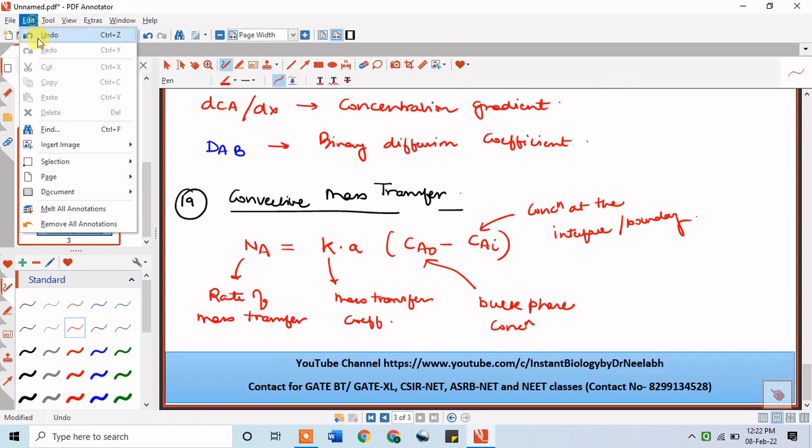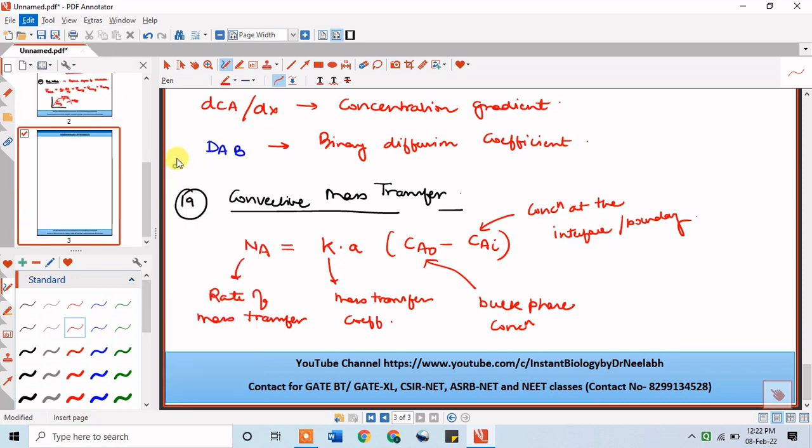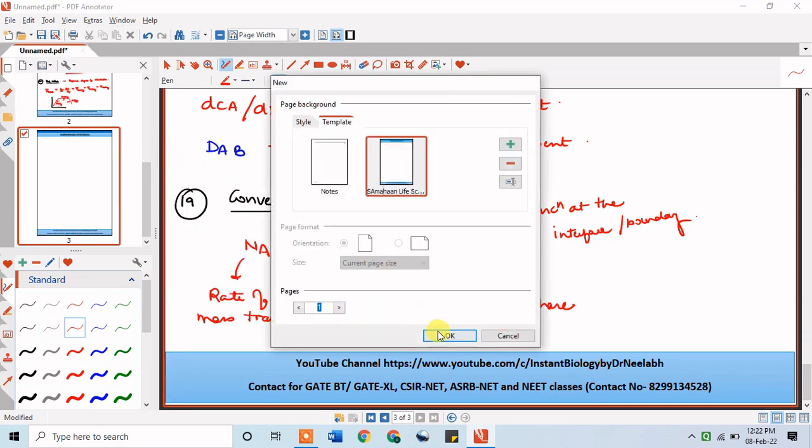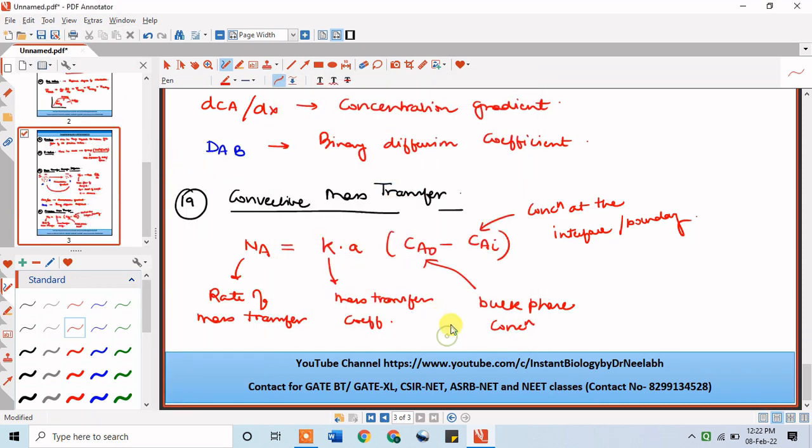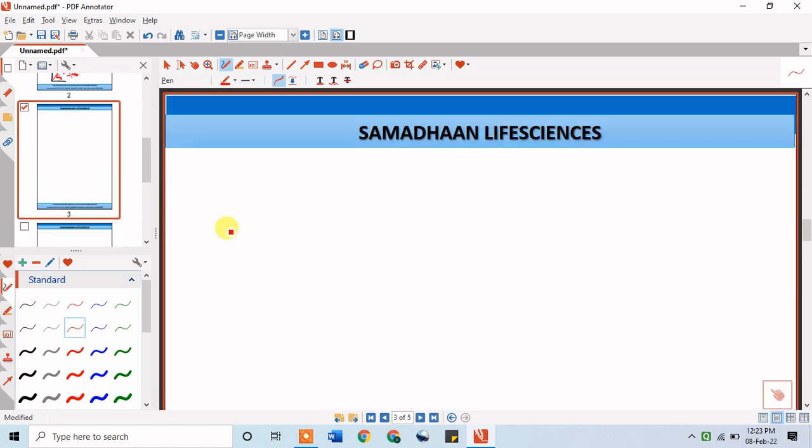Now let us move on to the next formula, आगे के फॉर्मूलाज के बारे में बात करते हैं. So formula number 21. So formula number 21 is about Reynolds number. रेनॉल्ड्स नंबर के बारे में बात करें.